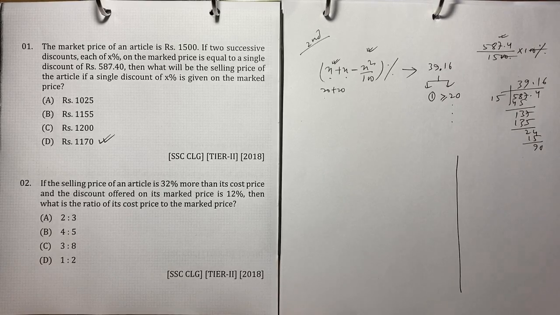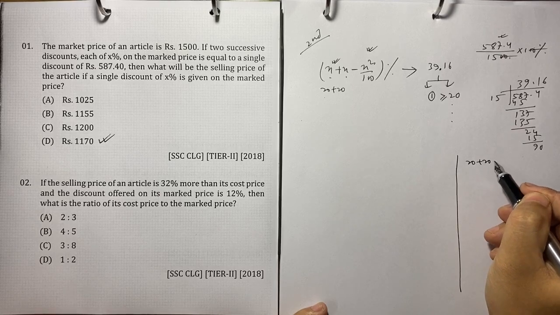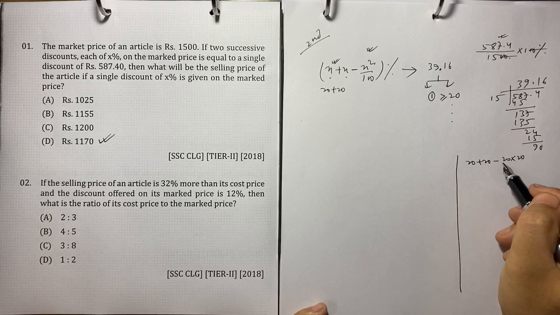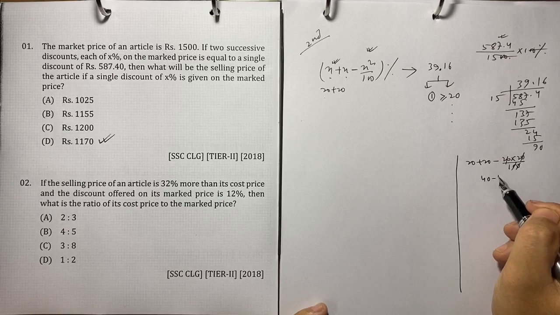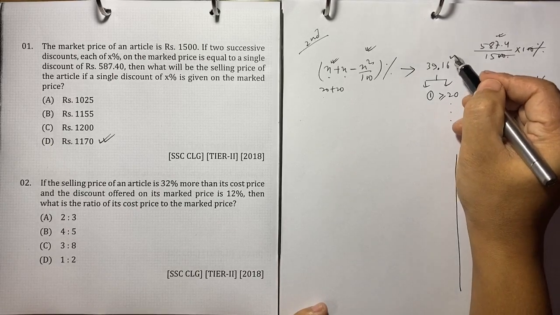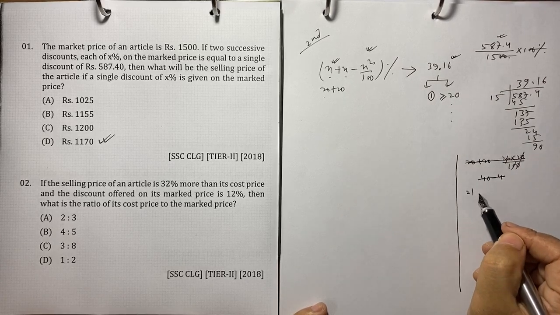Let us try 20 percent: 20 plus 20 minus 20 into 20 divided by 100. Cancelling, this will be 40 minus 4, which is 36, not 39.16. So 20 is not possible. Then we try 21.